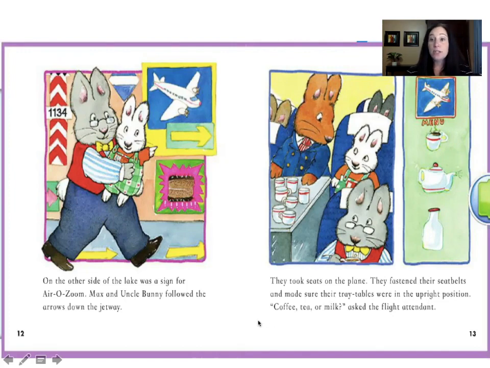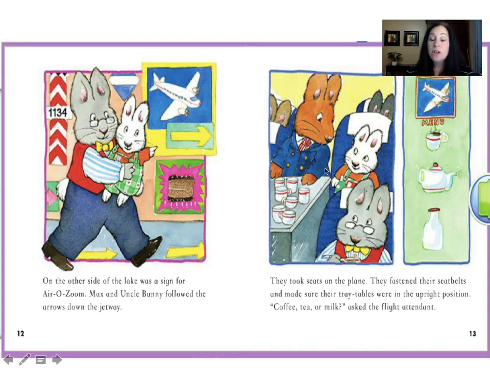So what type of transportation did Uncle Bunny and Max take now? That's right, the airplane. And we also see this sign here in the illustration. And I noticed that Uncle Bunny is sitting in the seat and Max is behind him. And I noticed that this person here is serving them and asking them, do they want coffee, tea, or milk, is what the author's words say.